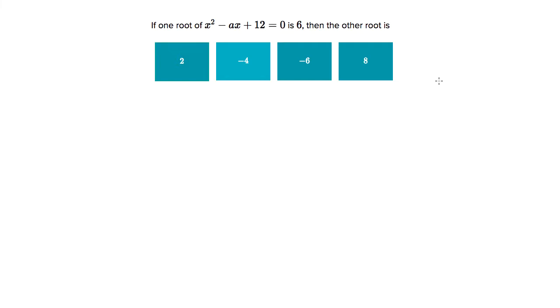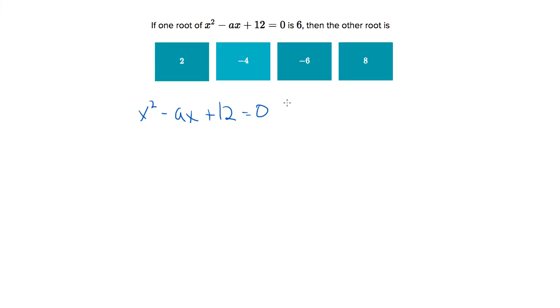This problem asks if one root of x squared minus ax plus 12 equals 0 is 6, then the other root is. So we know that we have one root of this equation, x squared minus ax plus 12 equals 0, and that root is 6.